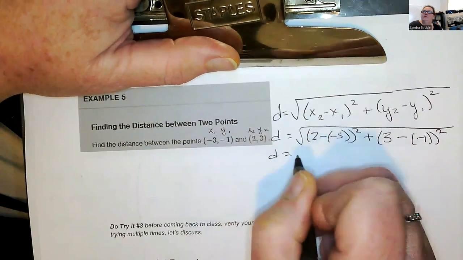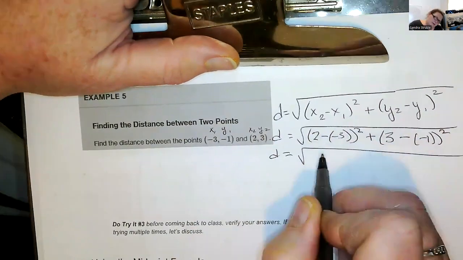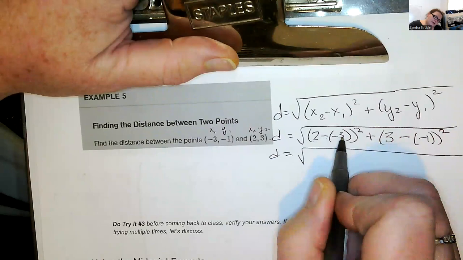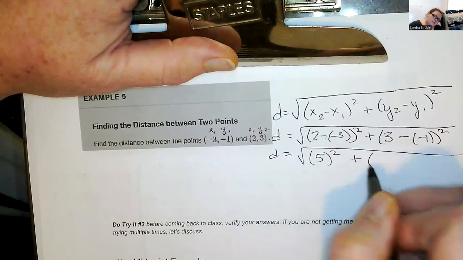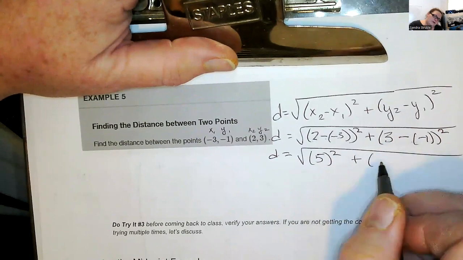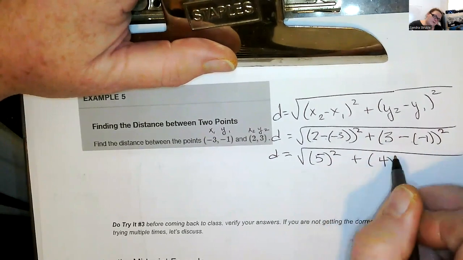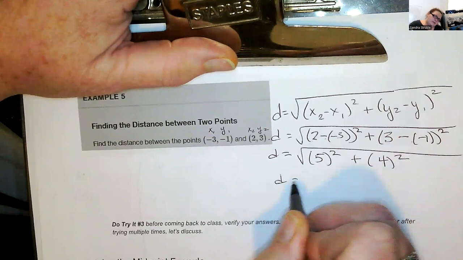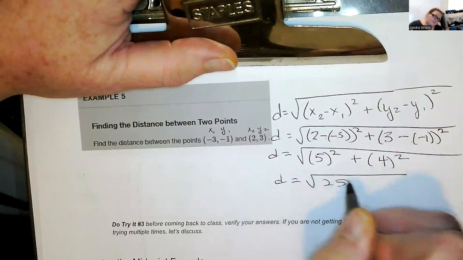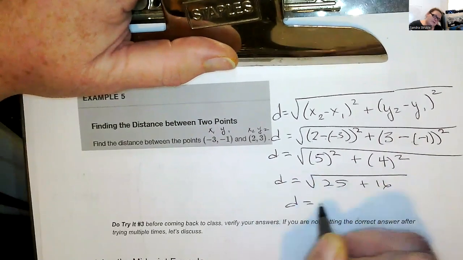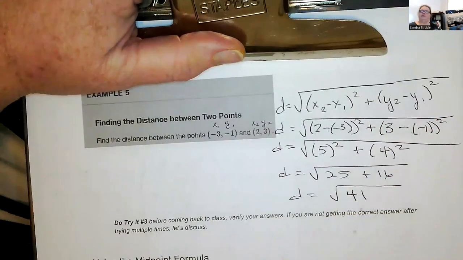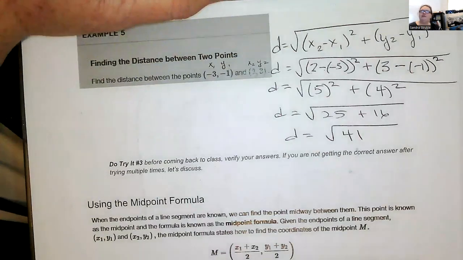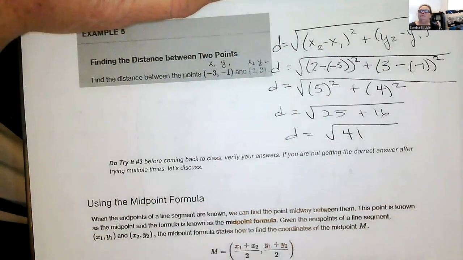All right, so D equals, we've got 2 plus 3 is 5 squared plus 3 plus 1 is 4 squared. So D equals the square root of 25 plus 16. D equals the square root of 41. Okay, that is our distance between those 2 points.